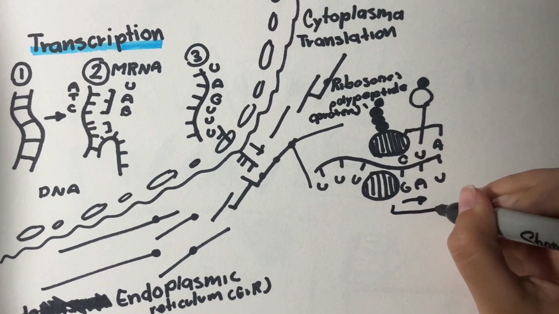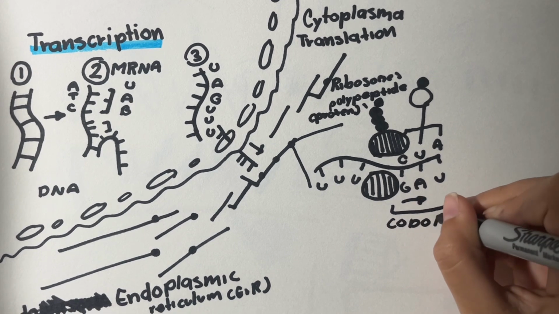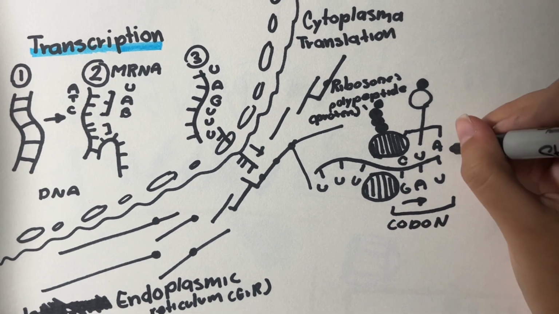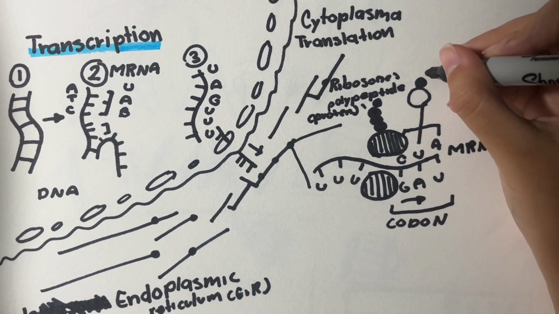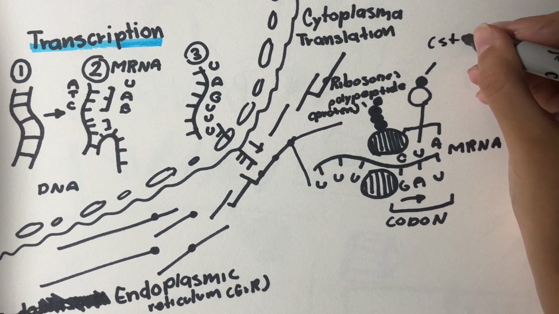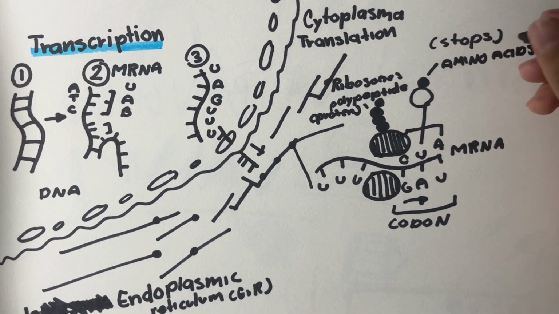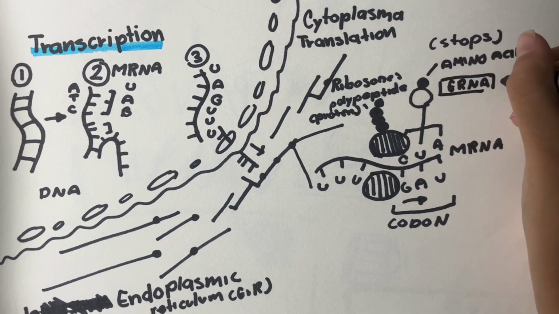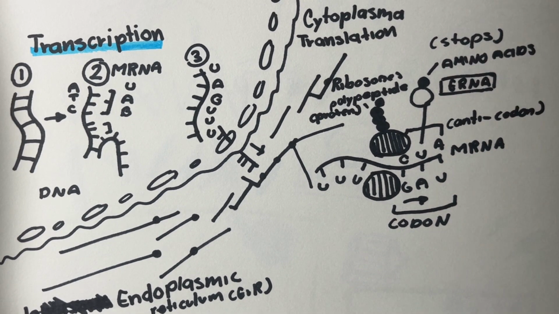The mRNA is read in groups of 3 nucleotides called codons. Each codon corresponds to a specific amino acid. The ribosomes use a genetic code table to translate the codons into amino acids. The ribosomes also need the help of transfer RNA, tRNA molecules. tRNA molecules carry specific amino acids to the ribosomes and match them up with the corresponding codons on the mRNA.